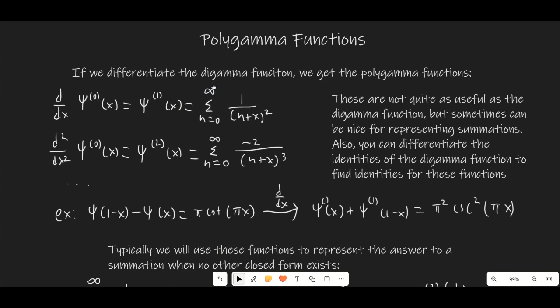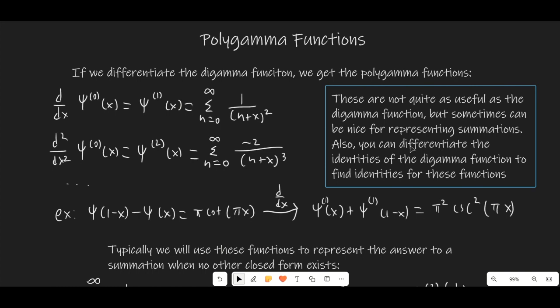Sum from n equals 0 to infinity of 1 over (n plus x) squared. Notice we can keep differentiating, and we could get digamma with a little 2 up here, and that's equal to this, and you can keep going, and you'll get generalized formulas for sort of zeta functions, but shifted over for any integer value of s. They're not quite as useful as the digamma function, but they can be nice for representing the value of the summation as a value of these functions.